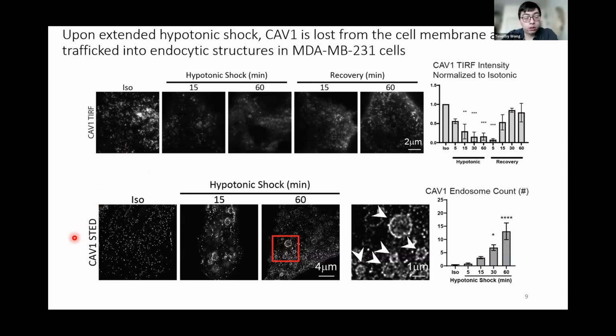Then we did 2D STED fixed cell imaging on the MDA231 cells. We were trying to determine what's happening to the CAV1. With isotonic, as shown before, you get the puncta of caveolae on the cell membrane. But what we started observing was that at 15 minutes, and accumulating, quantified here at 60 minutes, we were seeing spherical endocytic structures forming of CAV1, and they were quite large and could not correspond with caveolae.